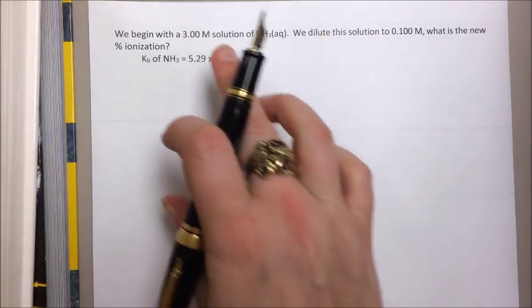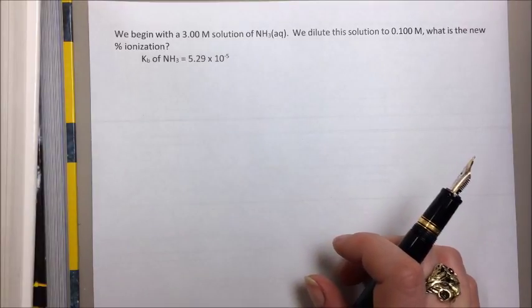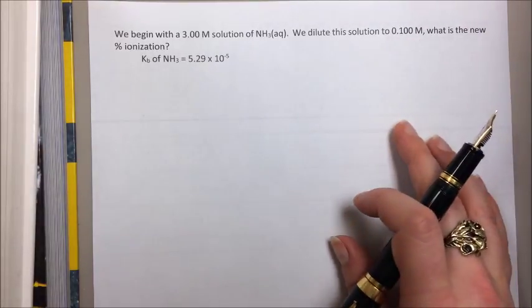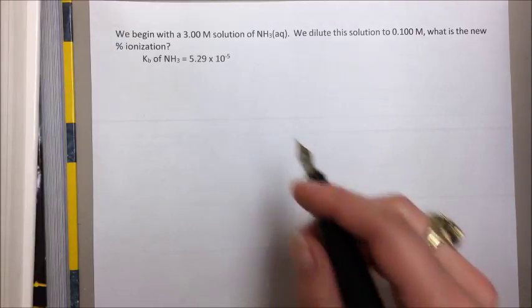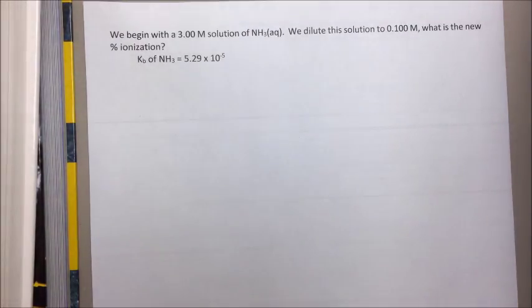Here is your problem that's going to feature a dilution and a percent ionization calculation. We begin with a 3 molar solution of aqueous ammonia. We dilute this solution to 0.1 molar. We want to know what is the new percent ionization. We've been given the Kb of ammonia, which is 5.29 times 10 to the negative fifth.